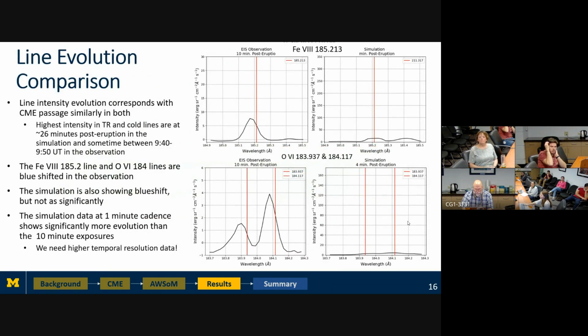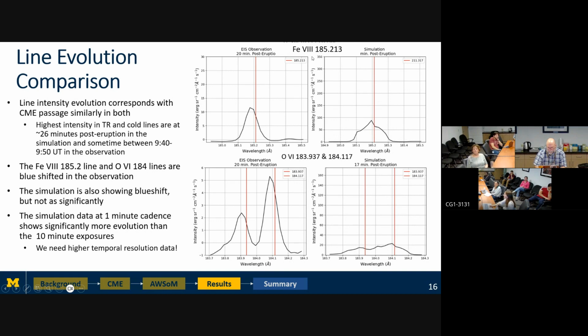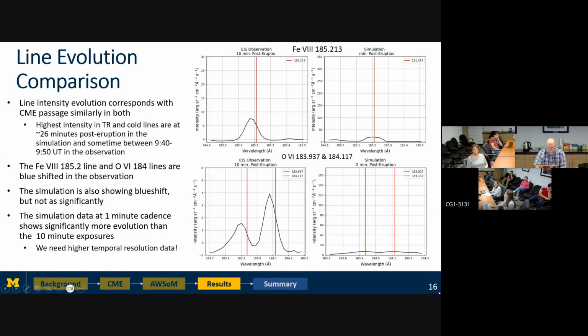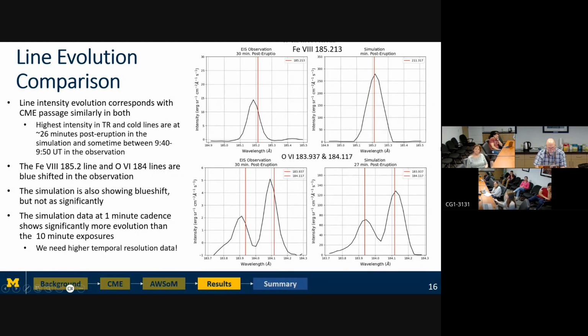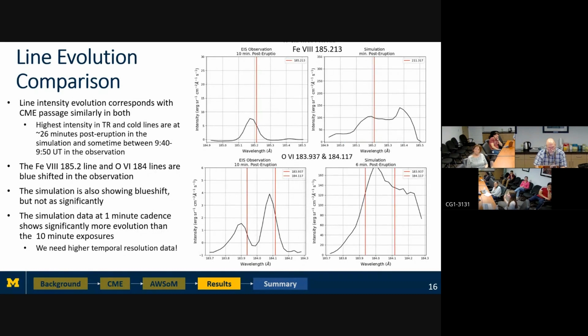So here is, first, this is a lot of information, but we have the iron 8, 185, and the oxygen 6, 183 and 184 lines. The left side is our observation, and the right side is the simulation. And you can see the observation is evolving so much because we only have it at 10-minute exposures. But in this simulation, we can save this at any number of exposures we want. So saving it every minute, we see it's very dynamic.